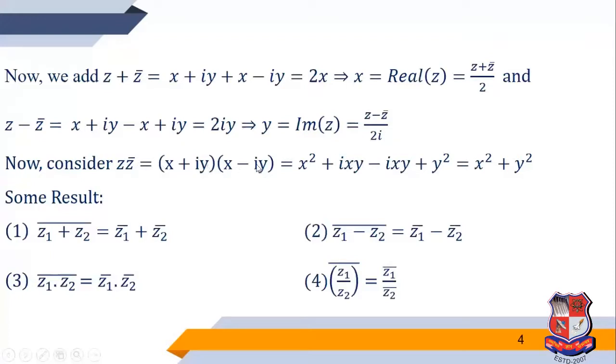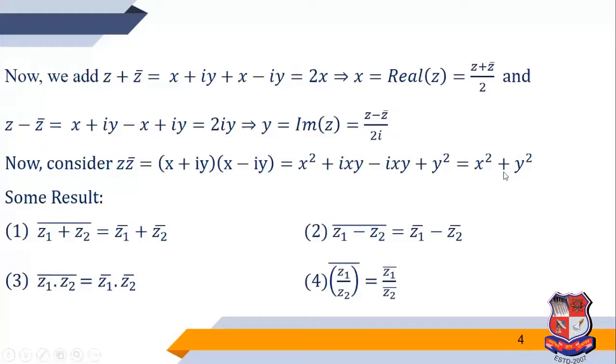So (x + iy)(x - iy), we know how to multiply. So x square plus ixy minus ixy plus y square, because i into i is i square, and i square is minus 1, so minus minus plus, so we get plus y square. So the form is x square plus y square. So z into z bar is nothing but x square plus y square.